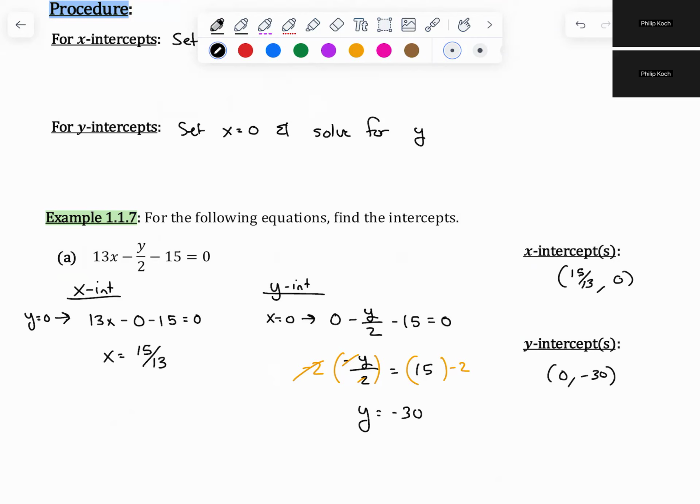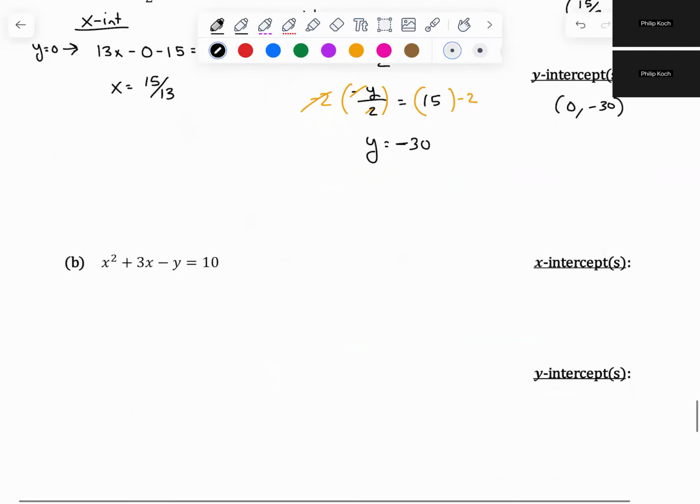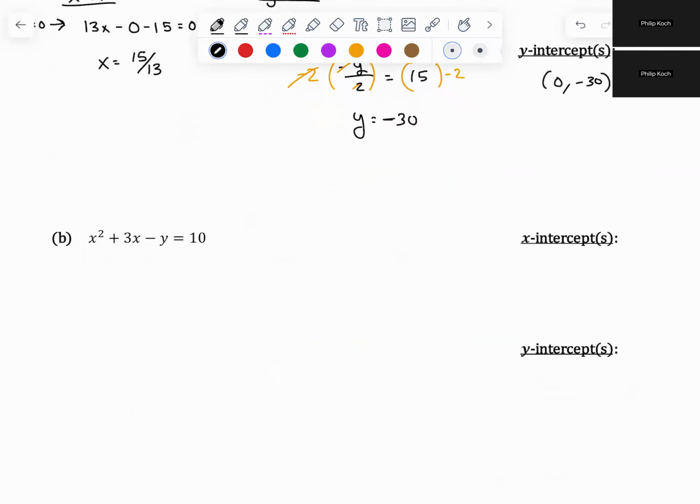Any questions on that? Oh, never mind. I didn't see the negative sign. Like, wait, isn't that supposed to be negative? Yes, that's a very, very tiny negative sign. All right. Go ahead and solve for the x-intercepts and y-intercepts of this one. I'll slowly fill in details.